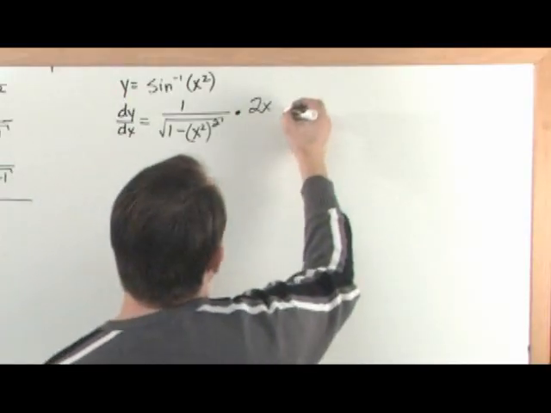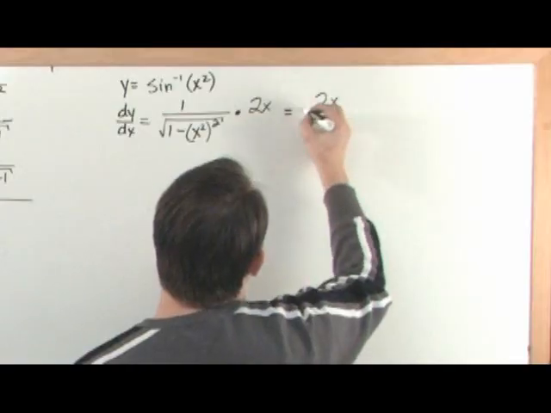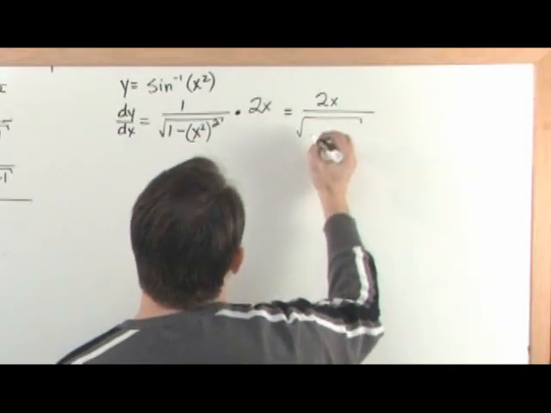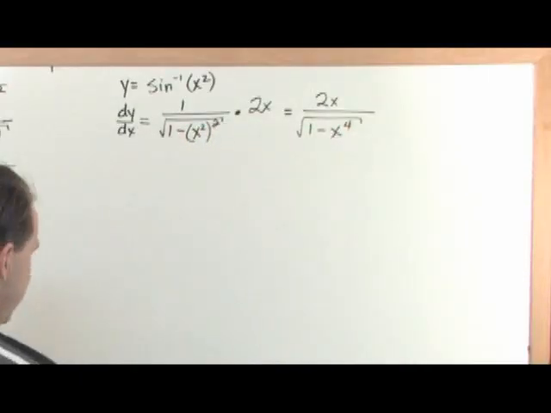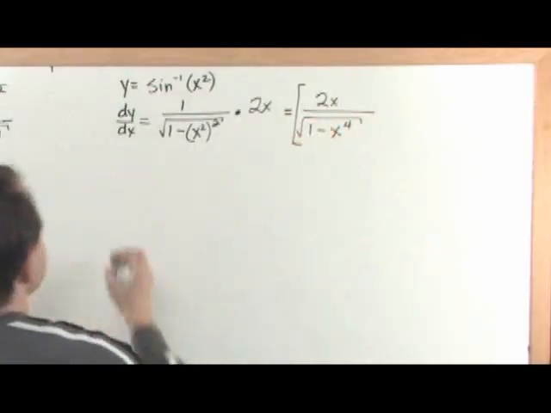inside. So what you would have here is just 2x over the square root of 1 minus x to the 4th power, because 2 times 2 is 4. When you have exponents like that, you just multiply like that. And this is the answer. This is the derivative.